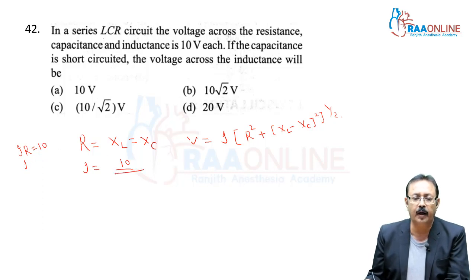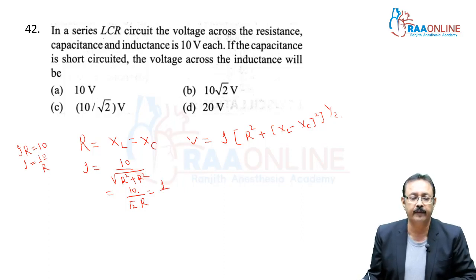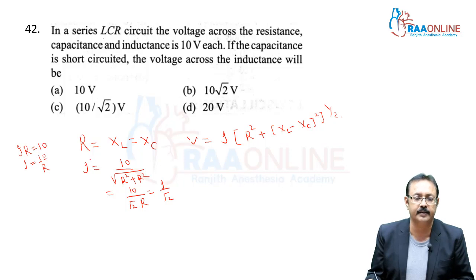But now only 2 are in the picture, R and XL. XL was also R. So now the total resistance is root 2 R, and current is 10 upon root 2 R. 10 upon R was the previous current. So now it is previous current divided by root 2. So the new current is this.